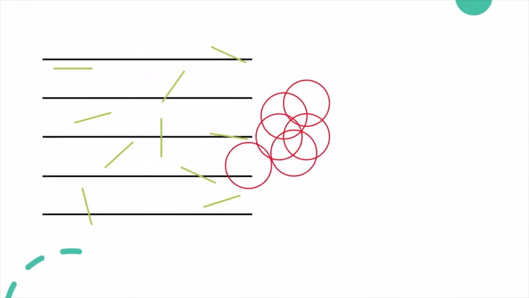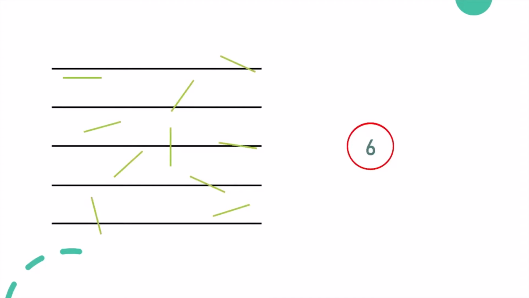For simplicity, just throw pencils or pens that are the same length as the distance between these lines and count the number of times a needle crosses a line. Now everything is in place to estimate pi.